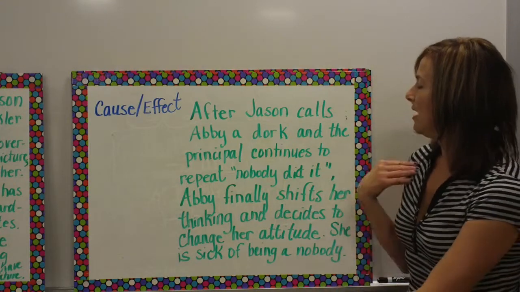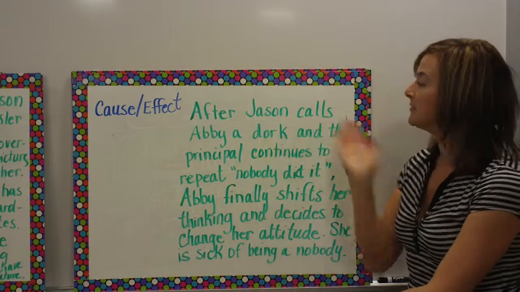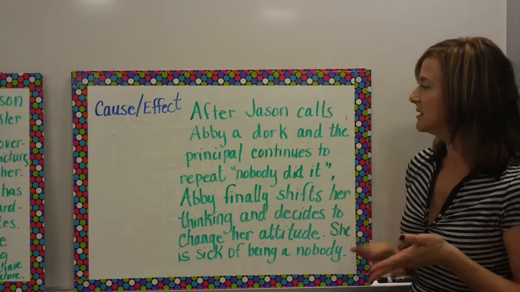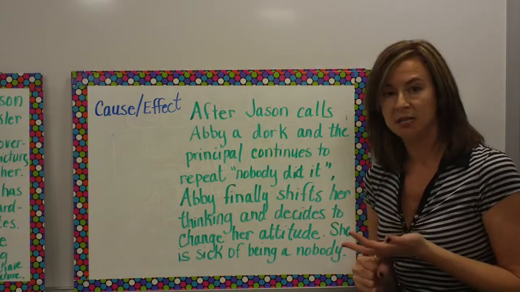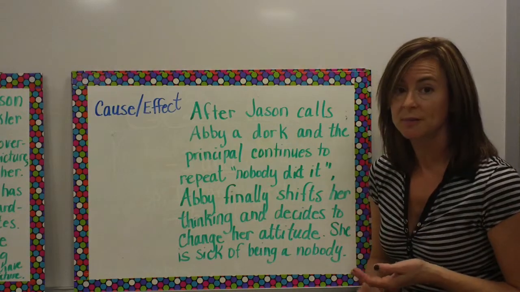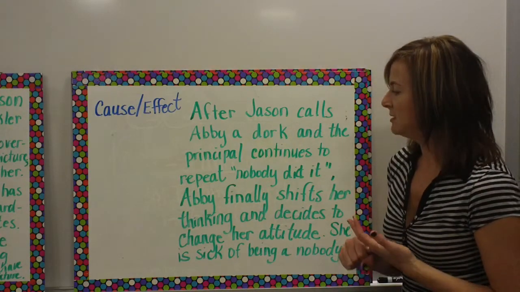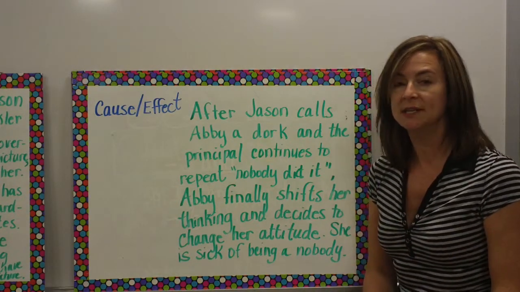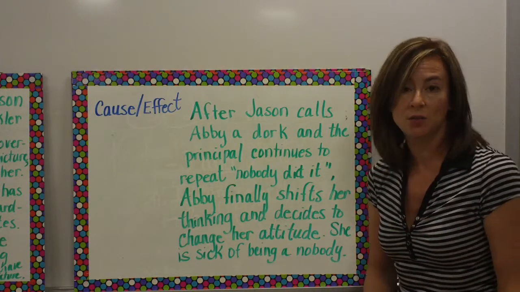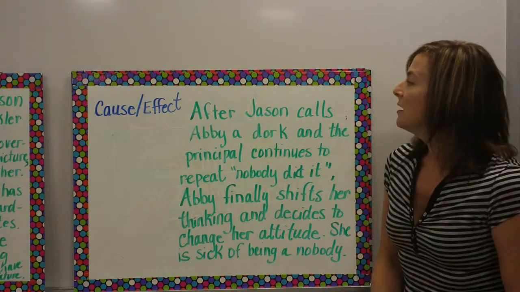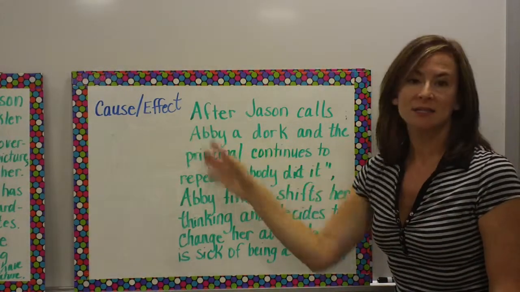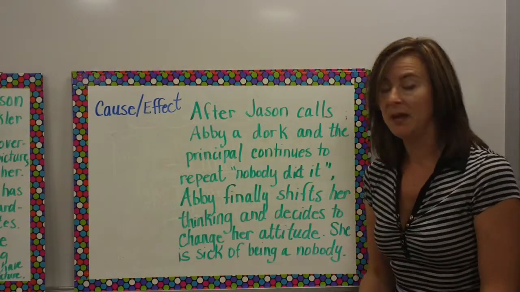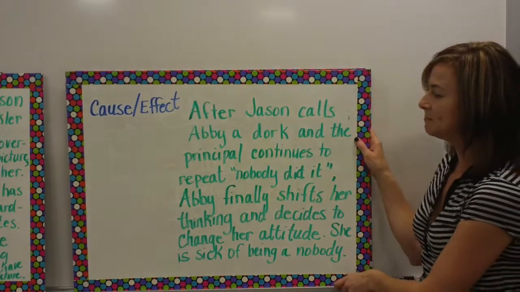Again, we have an example here of a specific incident in the story. Jason calls her a name. We also have the incident of the principal on the phone continuing to say nobody stole the picture. Because of that, Abby is provoked to make a decision, and her decision is to no longer look at herself as a nobody. Again, looking at the cause and effect relationship between what happens in the story and the results of those choices.